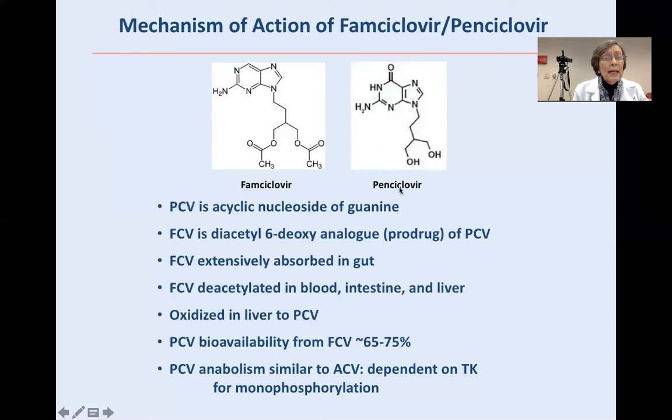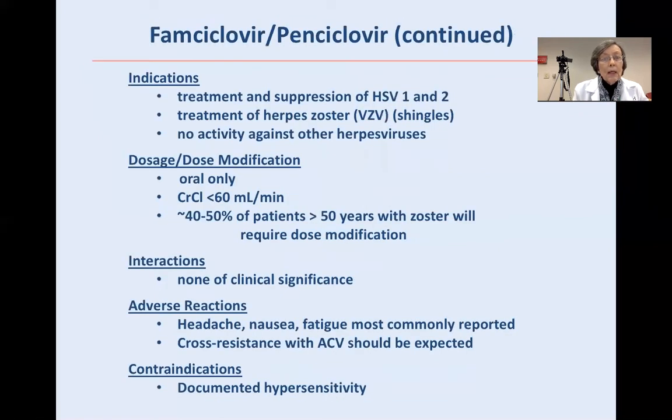And penciclovir then is anabolized the same as acyclovir. It requires a TK for monophosphorylation and then di and triphosphorylation by cellular enzymes. It's used in treatment and suppression of HSV 1 and 2 infections and herpes zoster or shingles with VZV. It doesn't have any activity against any of the other herpes viruses. It's only available as an oral formulation and it requires dose modification if the creatinine clearance is less than 60 mL per minute. And it turns out about half the patients who are over 50 years of age with zoster who are treated with it will require a dose modification.